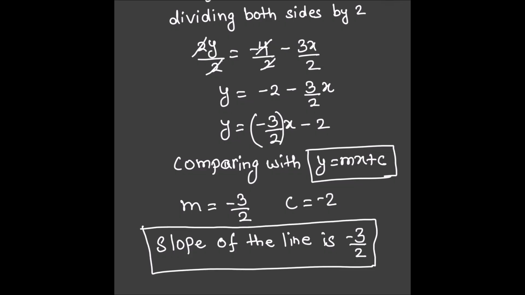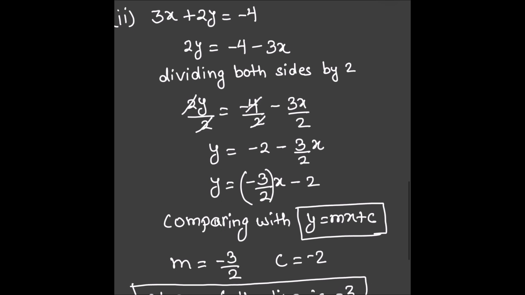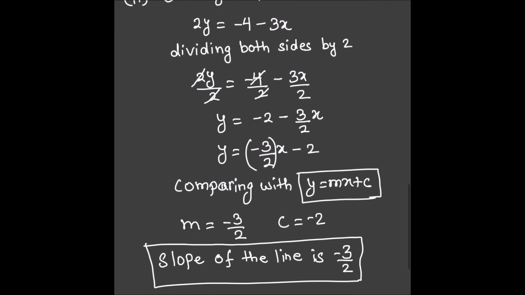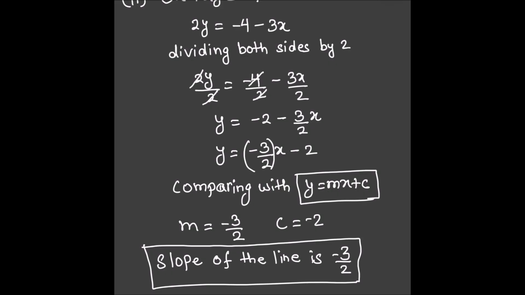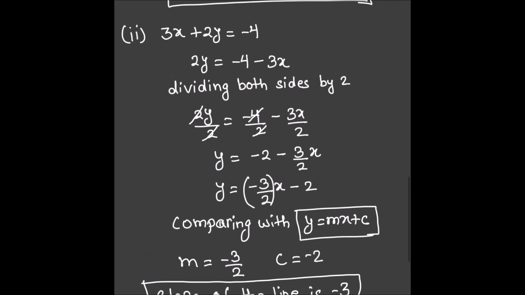So this is how we find the slope of the line whose equation is given to us using the slope-intercept form. I hope this video is helpful to you.